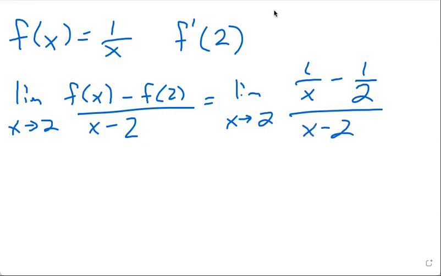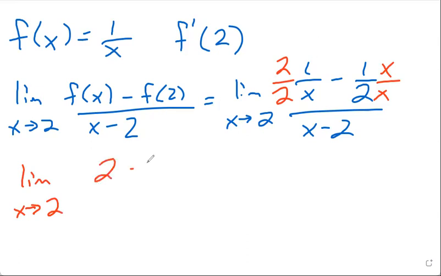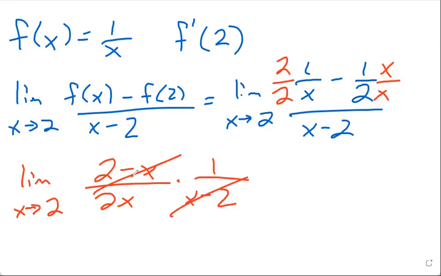And we're going back to these indeterminate forms. We have a complex fraction, so you multiply them by each other. The limit as x approaches 2 of 2 times 1 is 2, minus 1 times x is x, all over 2x, divided by x minus 2, which is times 1 over x minus 2. You can cross those off as long as you factor out a negative 1. And once you do, you plug in a 2 for x, and you get negative 1 over 4.